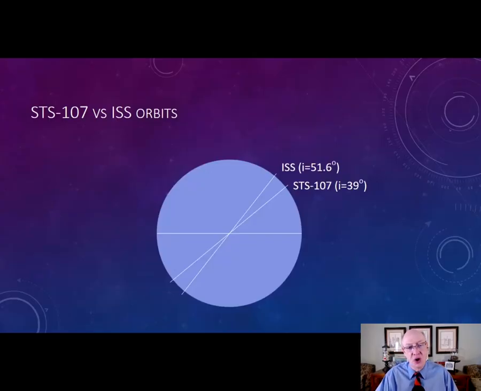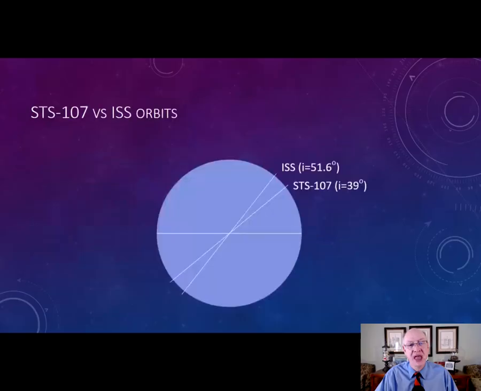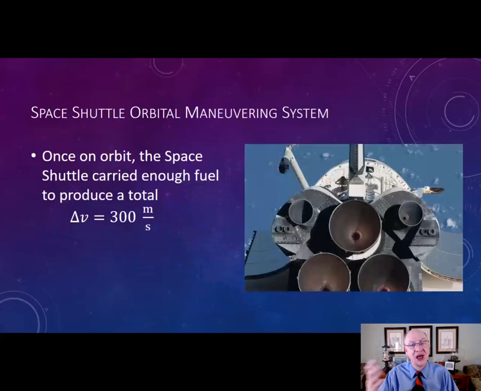And by the way, I'm just talking here about the plane change that would be required to go from a 39-degree inclination orbit to a 51-degree inclination orbit. We haven't also accounted for the fact that the two of them were at slightly different orbital altitudes, and we haven't accounted for the fact that the two of them did not have the same right ascension of the ascending node, and that would have required additional fuel as well. So there was no hope of using the thrusters on board the space shuttle to change its orbit to match that of the International Space Station and allow the crew to use that as a safe haven until they could be rescued.